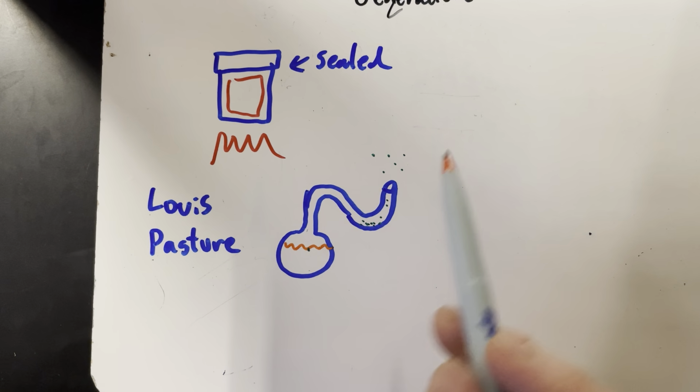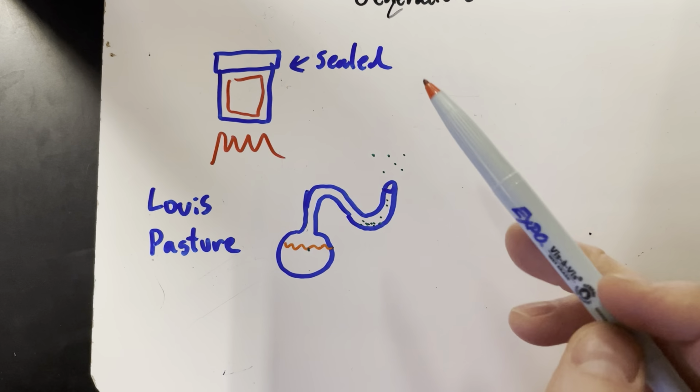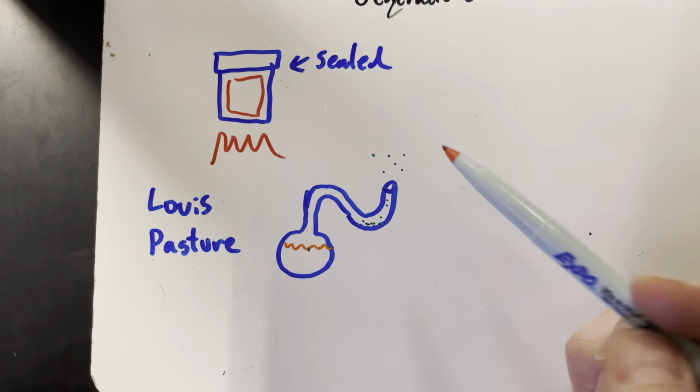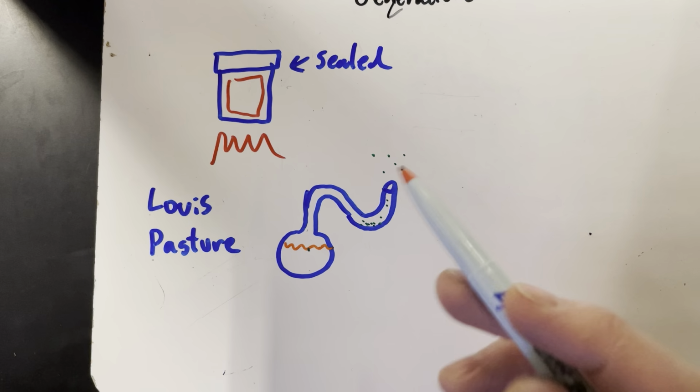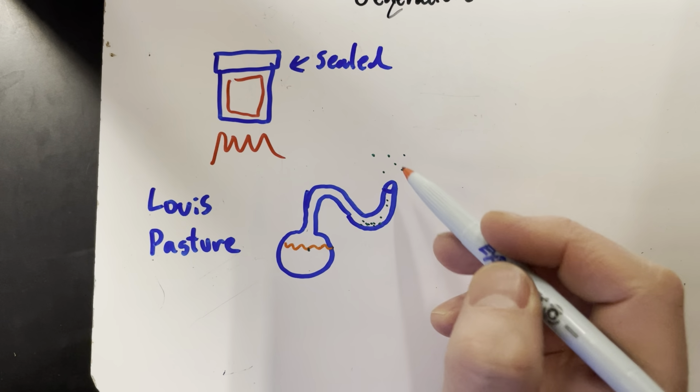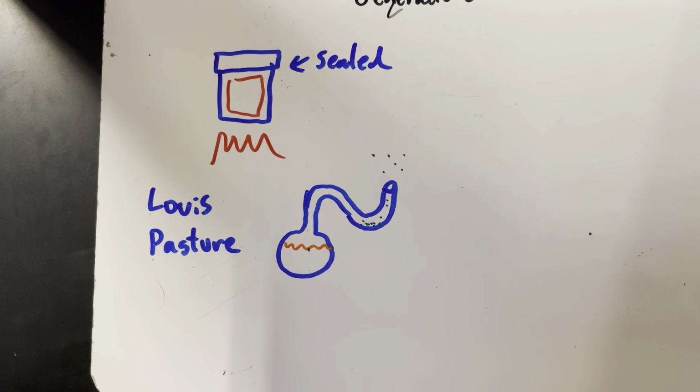So he was proving basically that things go bad not because of spontaneous generation, but because cells, as we know, or spores or whatever, drop into it from the air.